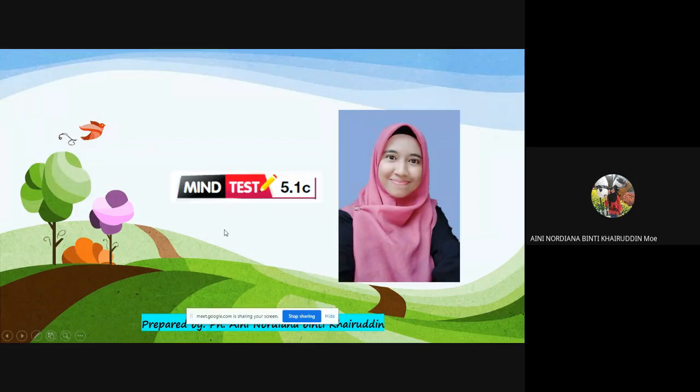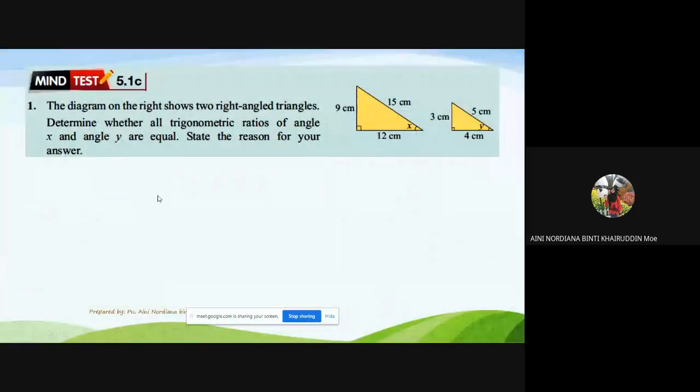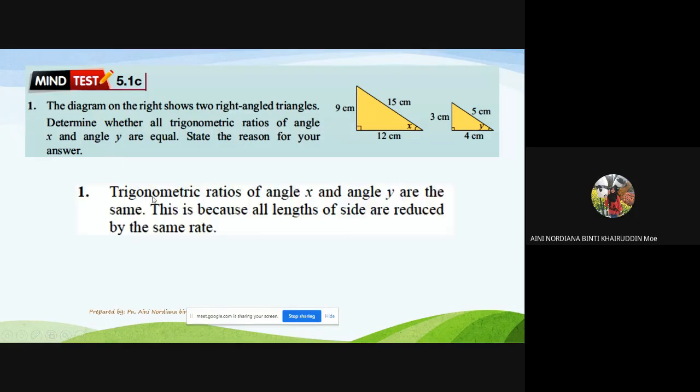So first, mind test 5.1c. Question number 1. The diagram on the right shows two right-angled triangles. Determine whether all trigonometric ratios of angle x and angle y are equal. State the reason for your answer. So this is the solution.